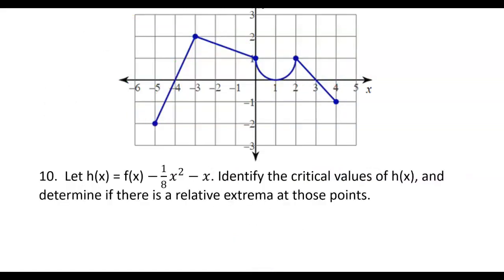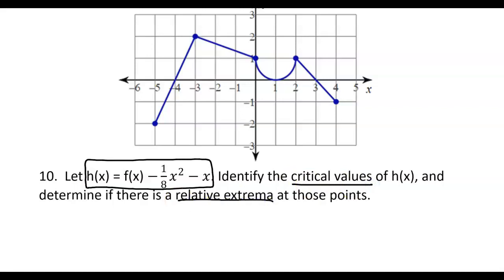Let's go ahead and take a look at number 10. This is an extra credit question on your test for Friday. So whether or not you want to do this is up to you. But let's go ahead and see how it works out on our study guide. So it says, let h be this new function here. Identify the critical values of h and determine if there's a relative min or max at those points.